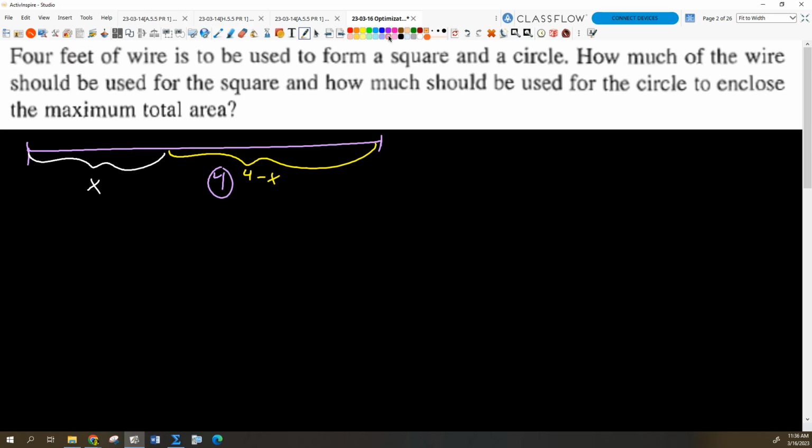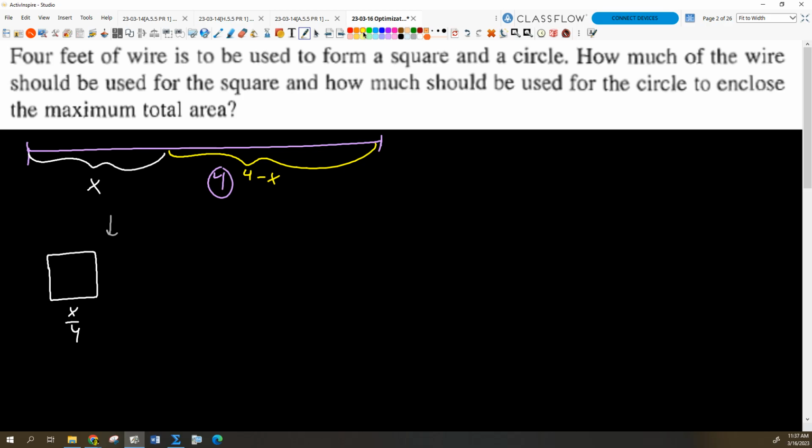Okay. Let's just say that we're going to take the x and bend that into a square, arbitrarily. So this part is going to give us a square. And what's going to be the side length of that square? x over 4. Yeah, right? That's going to be the side length of our square.